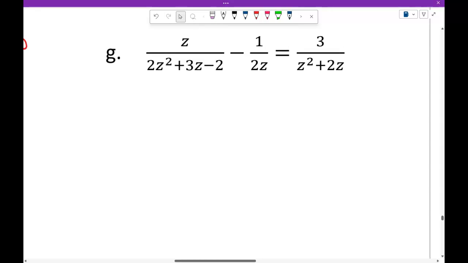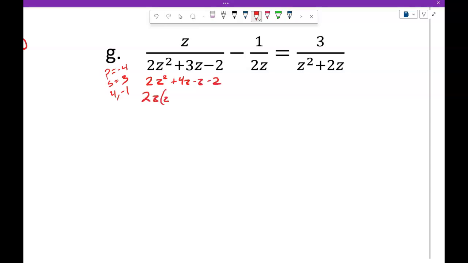Again, let's factor. So here we want a product of negative 4 and a sum of 3. So that's going to be the numbers 4 and negative 1. So 2z squared plus 4z minus z minus 2. We get a denominator of 2z minus 1 and z plus 2. This is already factored as 2z, and here we have a GCF of z. So we're left with z plus 2.